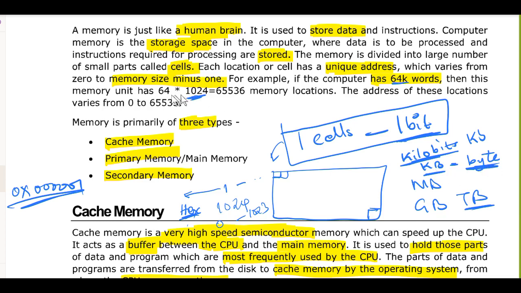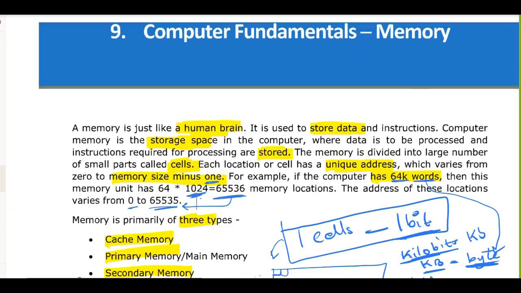So we are saying that 1K words, when you say words, 1 word is equivalent to 1 byte, and that is why we have 64 times 1024 memory locations. The addresses of these locations are going to be from 0 to 65,535. We have minus 1 here. That's why it is minus 1. Okay, so that is a brief introduction to what memory is.